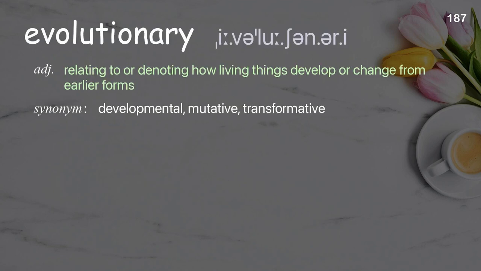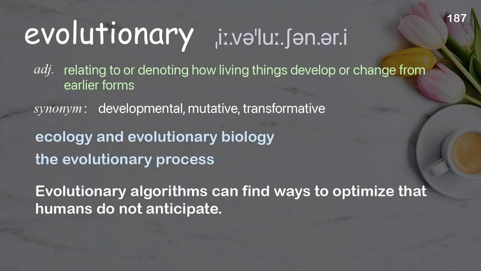Evolutionary. Relating to or denoting how living things develop or change from earlier forms. Examples: ecology and evolutionary biology. The evolutionary process. Evolutionary algorithms can find ways to optimize that humans do not anticipate.